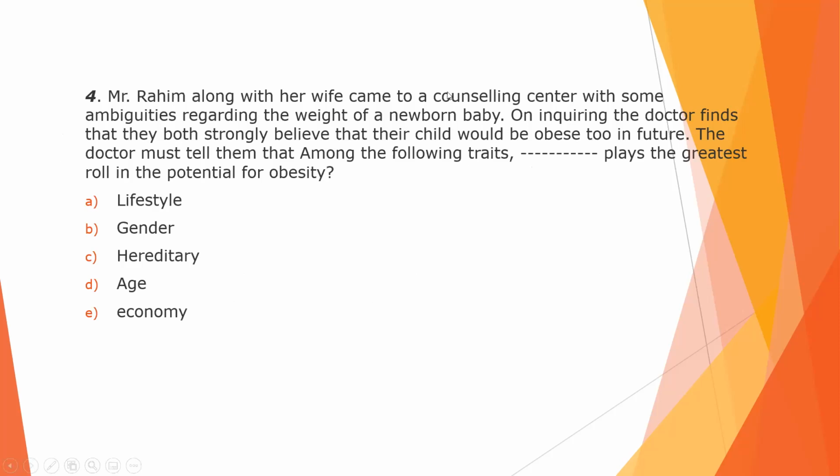Mr. Rahim, along with his wife, came to a counseling center with some ambiguities regarding the weight of their newborn baby. On inquiring, the doctor finds that both strongly believe that their child would be obese too. The doctor must tell them that among the following traits, which plays the greatest role in the potential for obesity: lifestyle, gender, heredity, age, economy.